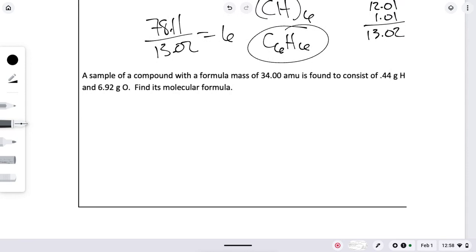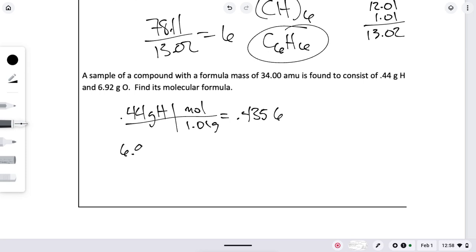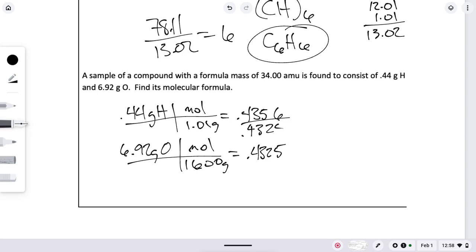Right? The first thing I need to do is take my mass of my hydrogen and turn it into moles. And I'll get some weird answer, 4356. And then I'll do the same thing with oxygen. I got 6.92 divided by 16. And I'll get 0.4325. And then I'll notice that, hey, those are kind of similar numbers. When I divide this, it is going to be close enough to a 1 that I can just assume both of these are 1s.